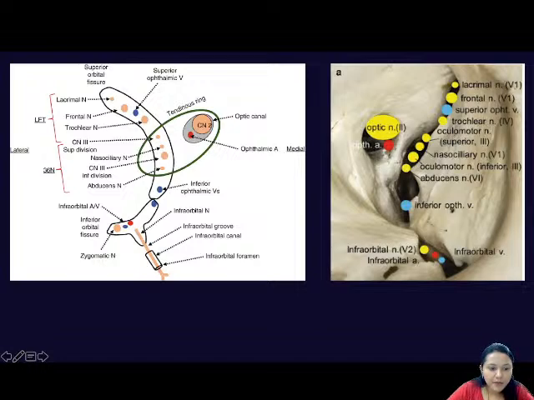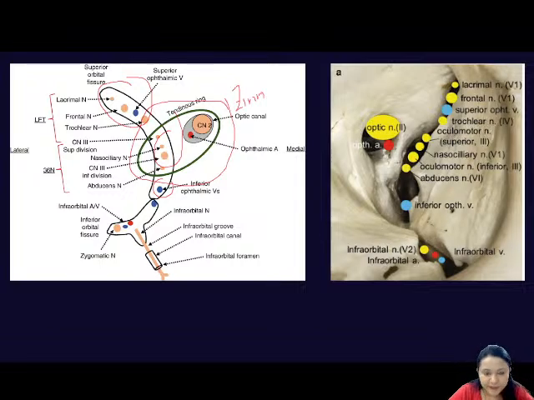Now, there is something about the superior orbital fissure. This entire fissure is divided into 3 parts by a tendinous ring, known as the annulus of Zinn. This tendinous ring divides the superior orbital fissure into 3 parts and gives rise to your extraocular muscles.